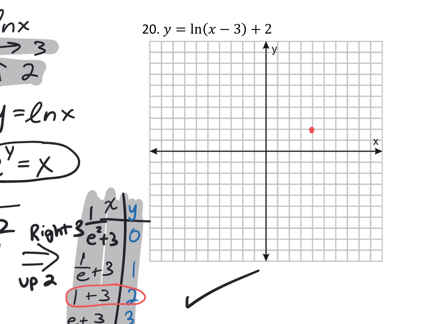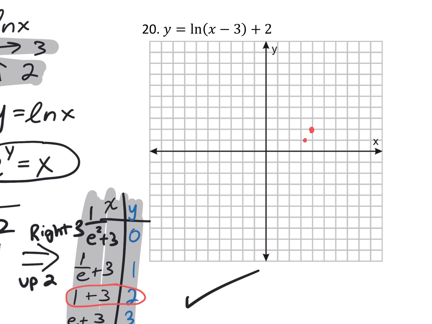This graph will gradually increase as we go to the right. So I want to bend back and see what happens as we get closer and closer to x equaling 3. If I plug in, let's say, when y is 1, that happens at 1 over e plus 3. 1 over e is about 1/3. This is going to be about 3 and 1/3, comma 1. 1, 2, 3, and a little bit. There's our next point.